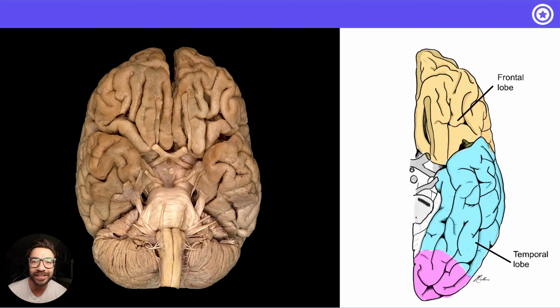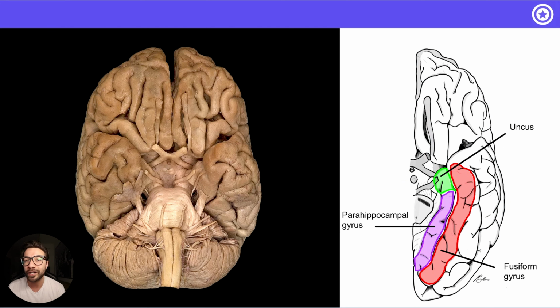So now we're going to jump into the temporal lobe and take a look at some of the gyri viewed from an inferior perspective. So starting most medially and working our way laterally, we're going to have these two structures right here. This purple structure, this is going to be our parahippocampal gyrus. And just at the end of that parahippocampal gyrus, that's where we're going to find our uncus. It's like a little bulb right at the end of that parahippocampal gyrus.